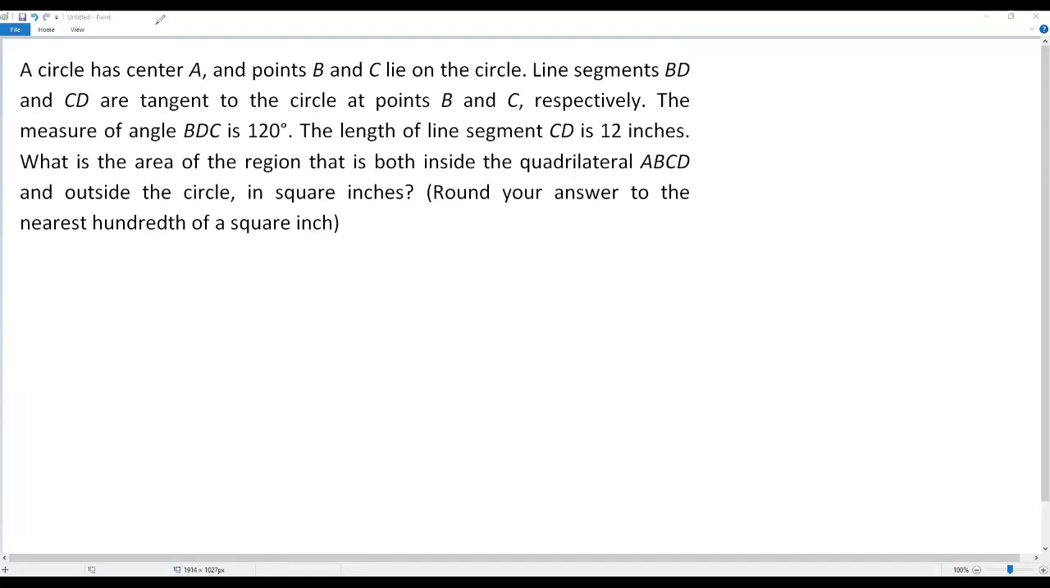Here we have a SAT math problem. Okay, let's go over the question. A circle has center A and points B and C lie on the circle. Line segments BD and CD are tangent to the circle at points B and C respectively.